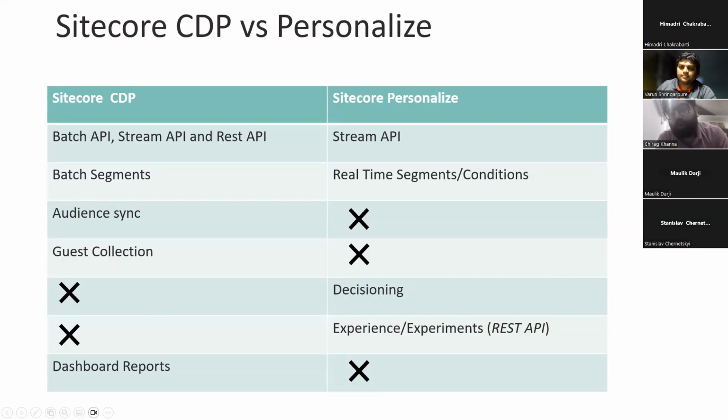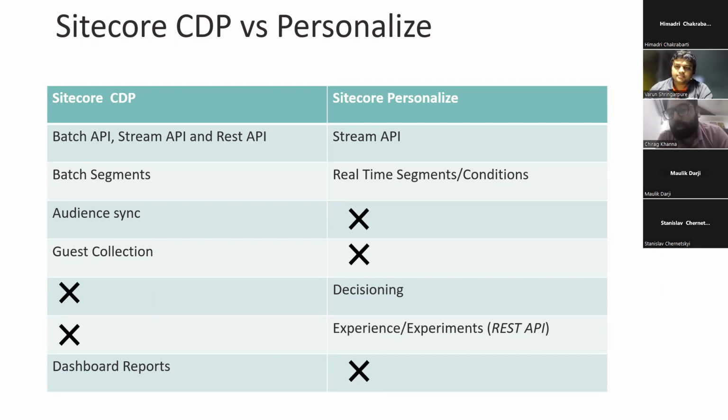Now, I get multiple questions in the community, like when should I go with Sitecore CDP? When should I go with Sitecore Personalize? What are the basic differences? So we have formulated those differences in a table, which you can see here. In Sitecore CDP, we have all three ways of data ingestion: batch API, Stream API, and REST API. Whereas Sitecore Personalize only supports Stream API.